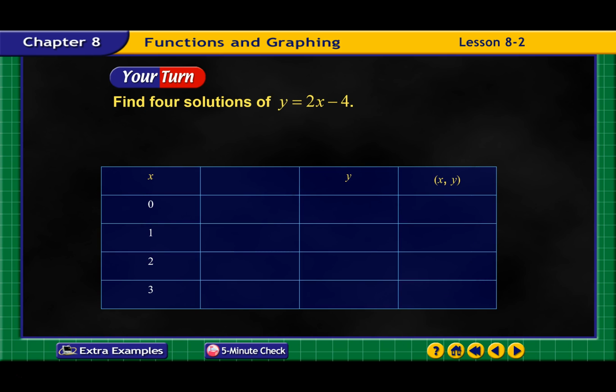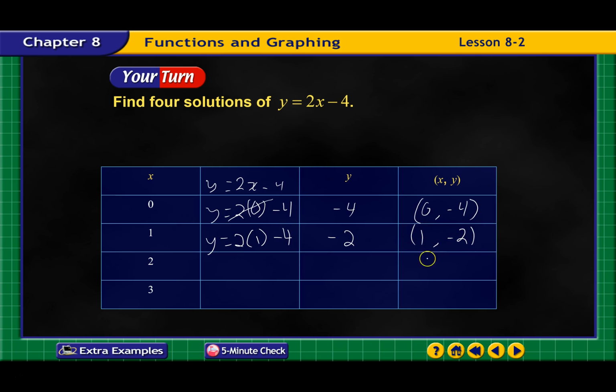Your try, go! All right, so I'm going to put the equation in right here. And we're just going to try the ones they did. So y equals 2 times 0 minus 4. So that comes out to negative 4 because these cancel, which gives me 0, negative 4. And let's try it again. 2 to the first, 2. So that's going to be 2 minus 4 gives me a negative 2. So that gives me 1 comma negative 2.